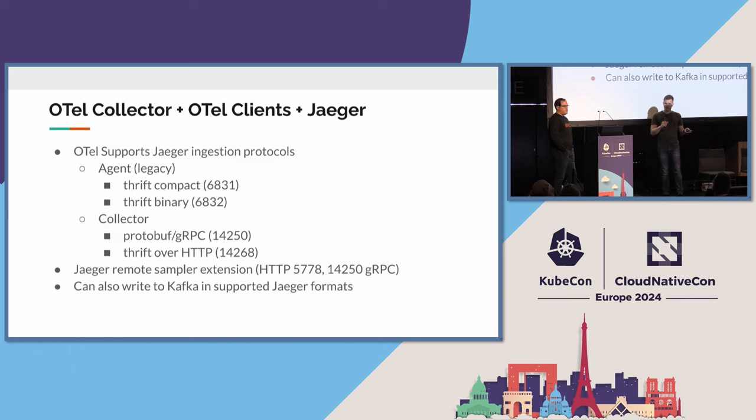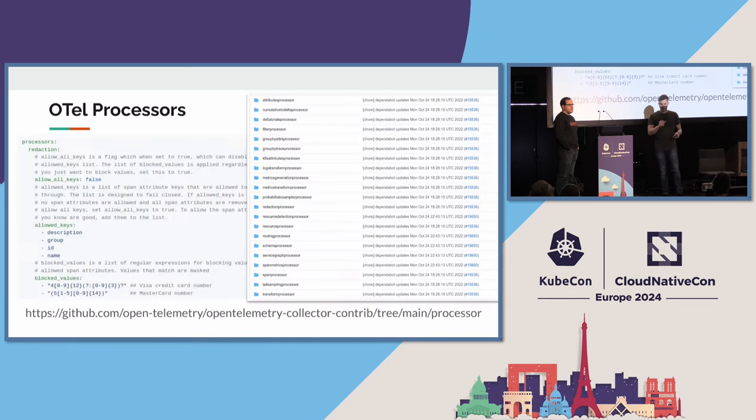But on top of that, the OpenTelemetry collector can also receive the currently supported Jaeger protocols, gRPC and Thrift over HTTP. And then there is also support for the Jaeger remote sampler in the collector, and the Kafka receiver and exporter can send data in the Jaeger payloads. And that's not all, right? The OpenTelemetry collector also gives you access to a large ecosystem of additional capabilities.